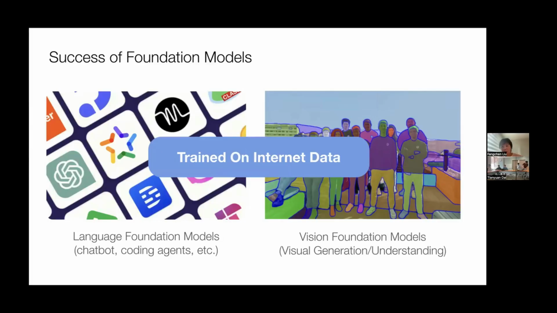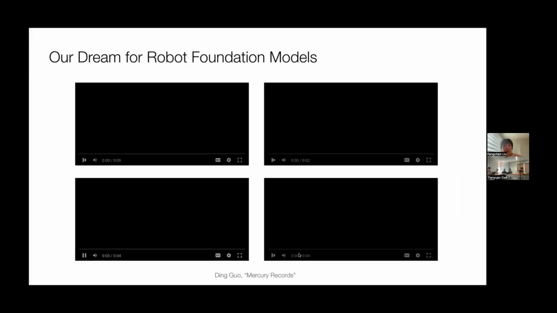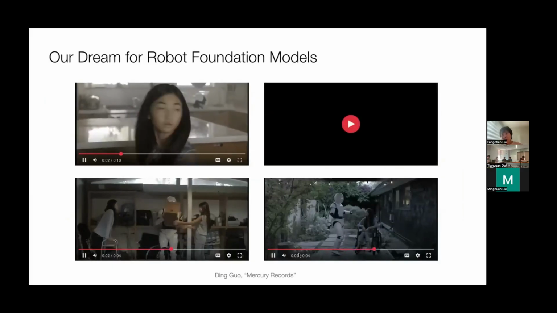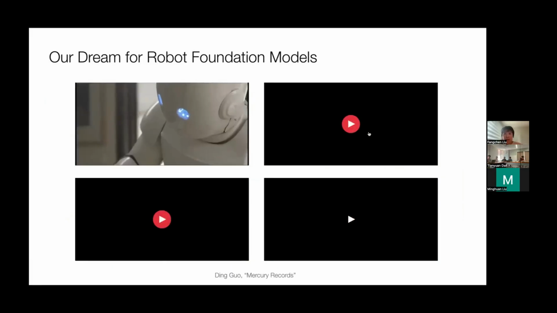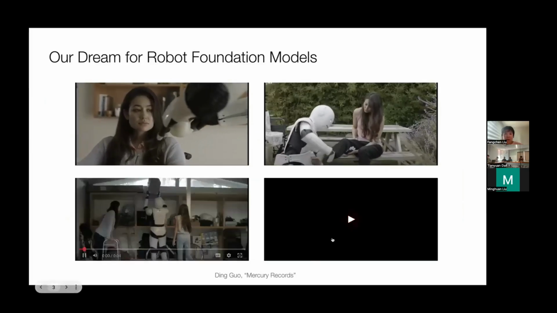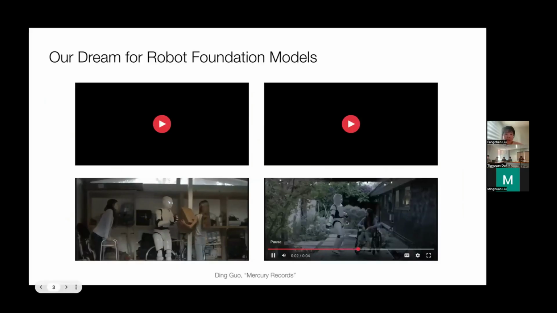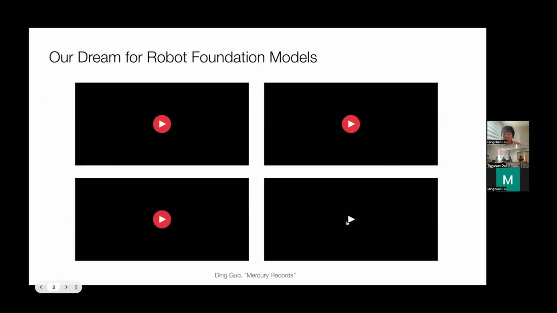We all know that language and vision foundation models have achieved great success by training on internet scale data on vision language tokens, which gave us very reliable chatbots, coding agents, or visual generation tools that we are using every day. However, as a person who is working on robotics, we may hope that we are also able to achieve similar robot foundation models that give us a general purpose robot that helps us in daily life. For example, as shown in these videos, it's able to cook for humans, deliver packages for humans, and also help humans in daily life.